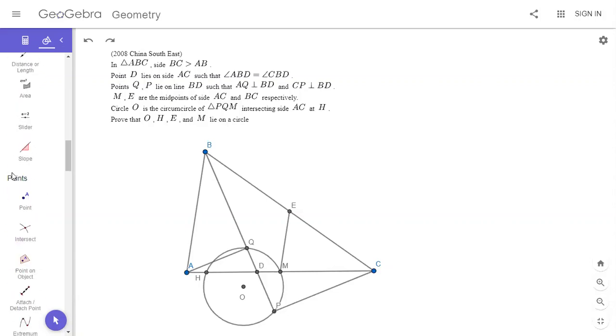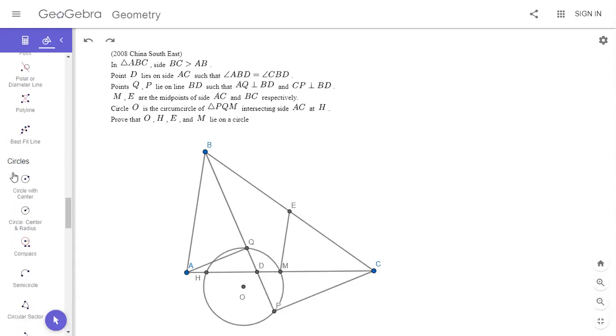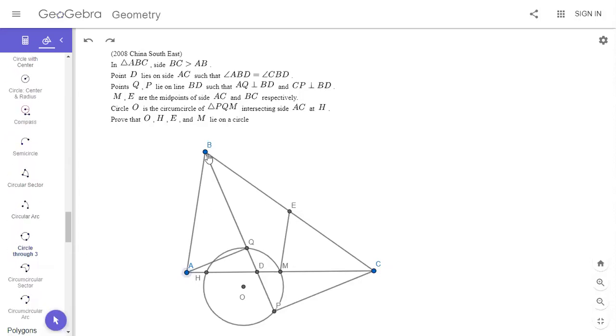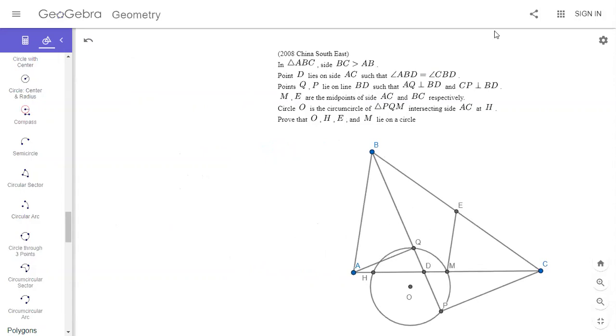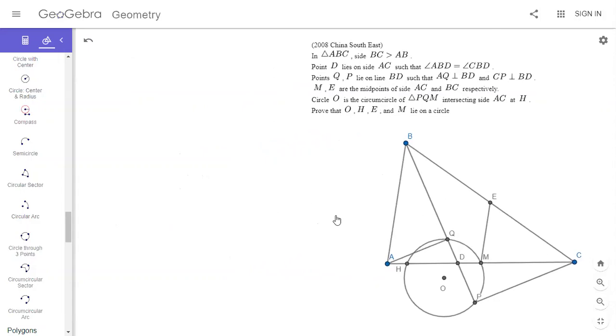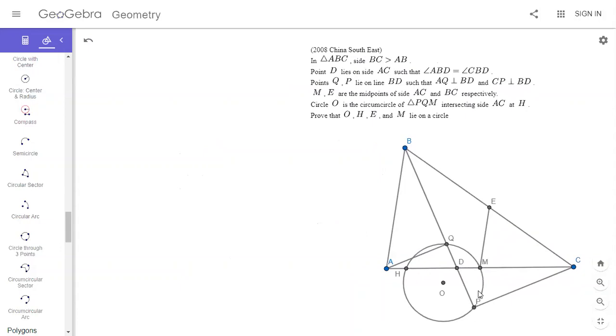Let me draw the circumcircle of ABC. But yeah, let me write out some ratios here. So yeah, I'm trying to show basically PM and E are collinear. BD, QP are in harmonic conjugation. I think that would help. I'm trying to see.